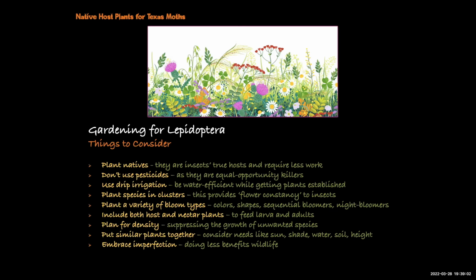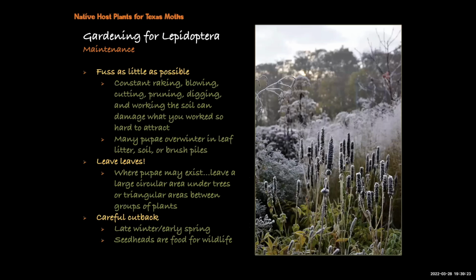Doing that will help suppress weeds. When you do plan for density, put similar plants together because you have to consider similar needs for sun, shade, water, type of soil, even microclimate considerations, and embrace imperfection. Doing less benefits wildlife. And what do I mean by that?